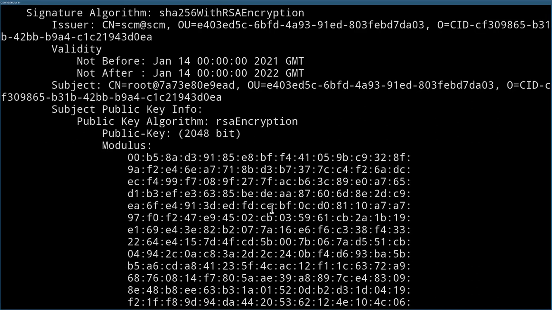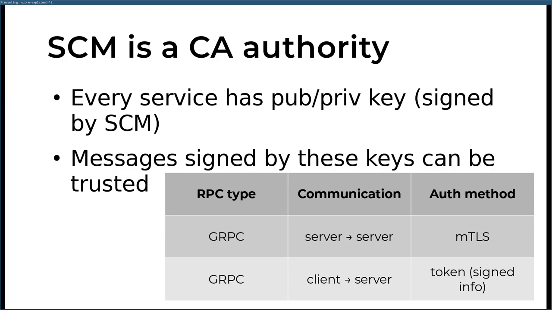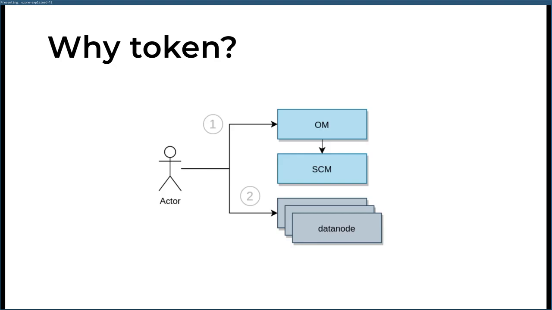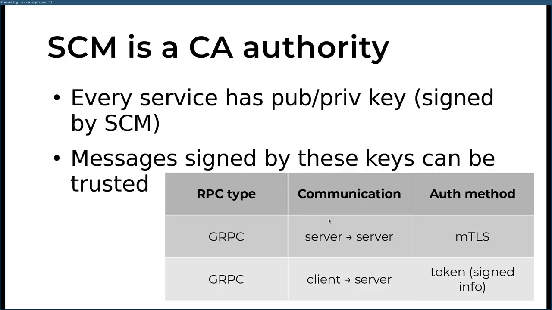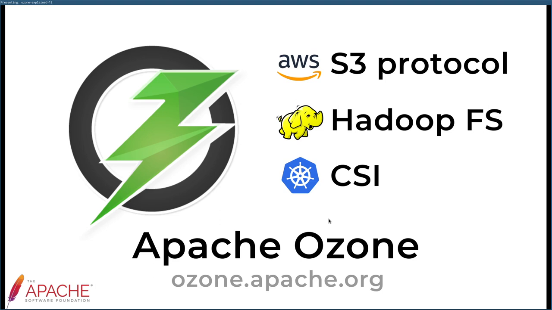Okay, let's go back to the slides. What we really have is a block token, which is signed by the SCM, and the data node can check the signature to see if it's really signed by the SCM. Okay, that's about the certificates and public and private keys, and in the next video we can take a closer look at the block tokens or delegation tokens.